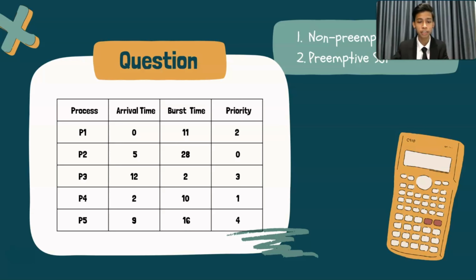first process has an arrival time of 0, a burst time of 11, and a priority of 2. The second process has an arrival time of 5, a burst time of 28, and a priority of 0. And the third process has an arrival time of 12, a burst time of 2, and a priority of 3. The next process, which is process 4, and process 5 have arrival times of 2 and 9, burst times of 10 and 16, and priorities of 1 and 4, respectively.